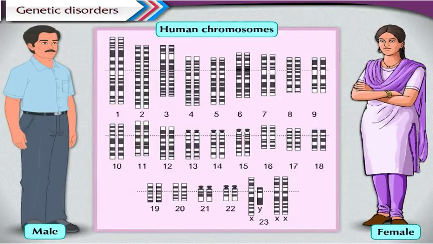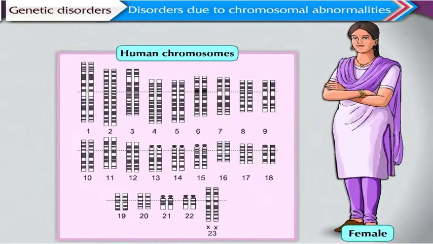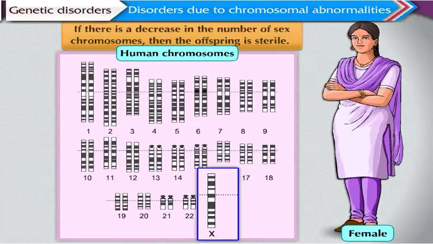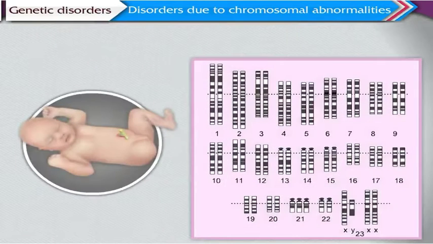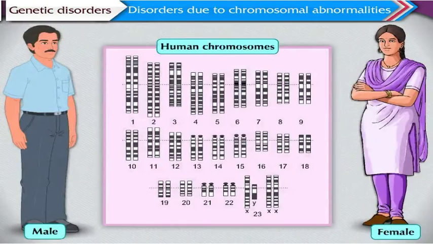Disorders due to chromosomal abnormalities. Certain defects arise if there is a change in the number of chromosomes. If there is a decrease in the number of sex chromosomes, then the offspring is sterile. On the other hand, if there is an increase in the number of autosomal pair of chromosomes of the infant, then the child born is likely to have physical and mental abnormalities, and the lifespan of such a child is also shortened. Let us study some diseases caused due to chromosomal abnormalities.